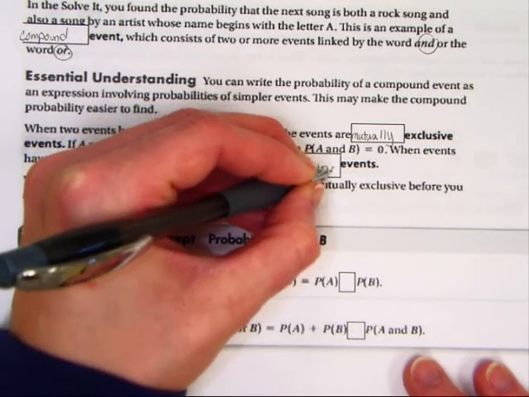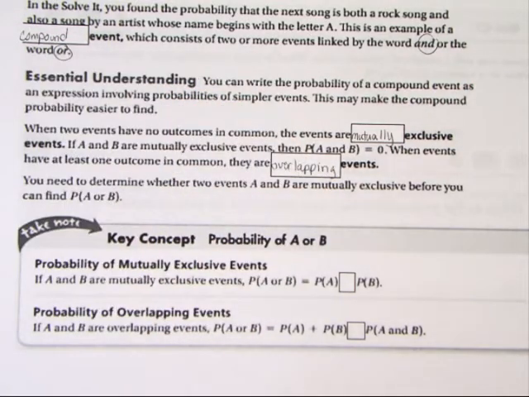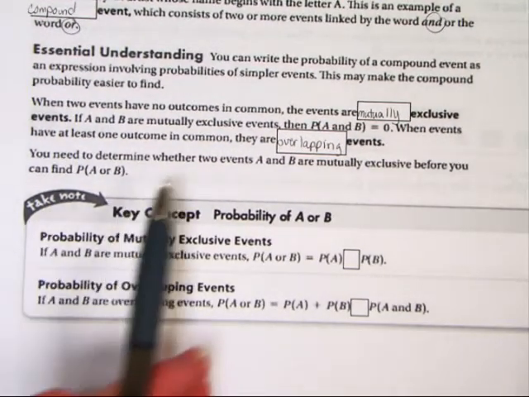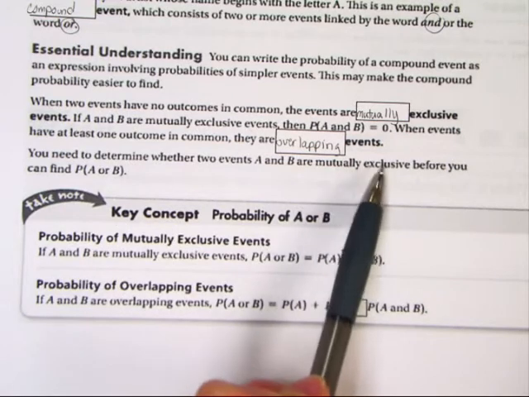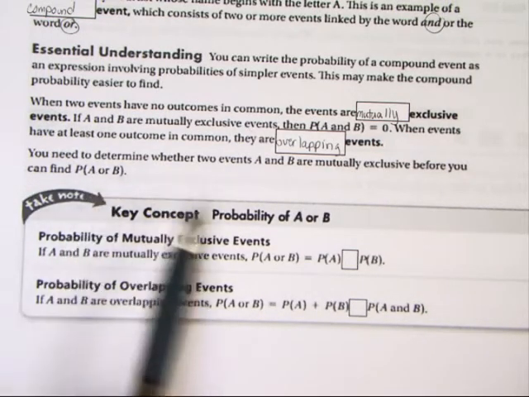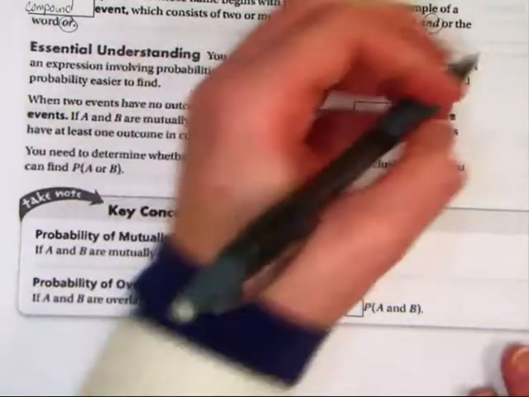We'll apply these as we move along in our examples, but for right now we have to get our vocab down. You need to be able to determine whether two events A and B are mutually exclusive before you can find the probability of A or B. Up here they're dealing with the word and. Down here they're talking about the word or.